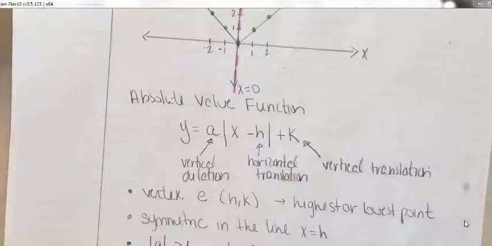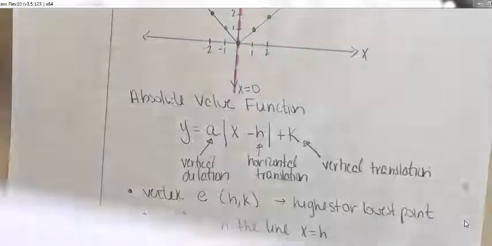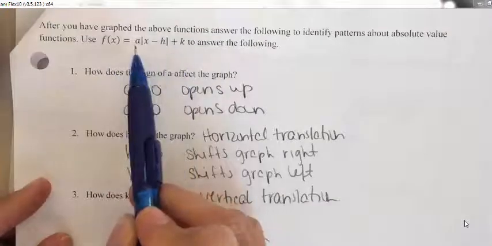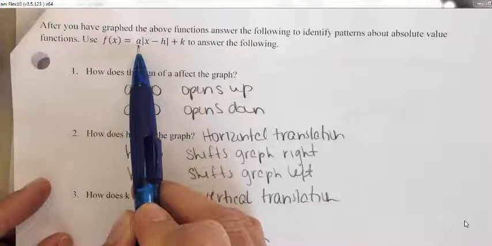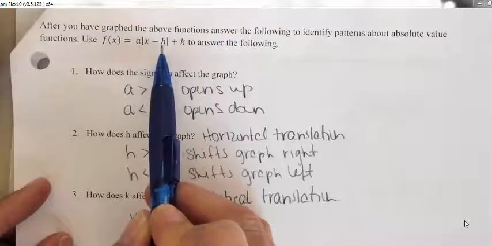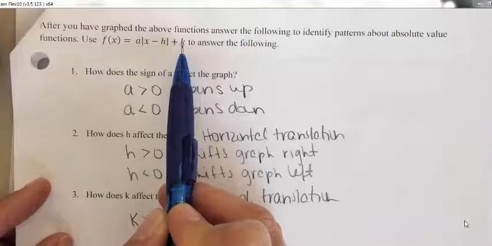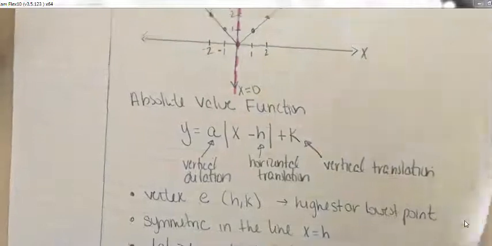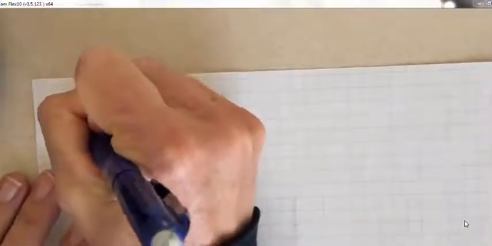And notice everything that I talked about on the front, we also talked about in class while we did our exploration, right? So again, this function here, you should know that a is your vertical dilation factor. The sign of it tells you whether the thing opens up or down. h is your horizontal translation, and k is your vertical translation. Okay, and we talked about all that in class. All right, so let's actually do a couple problems now. We're just going to graph a couple functions here.